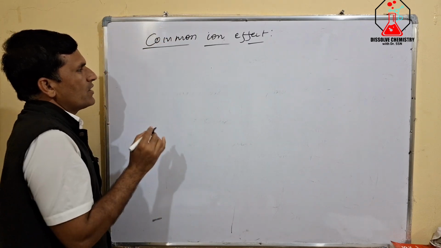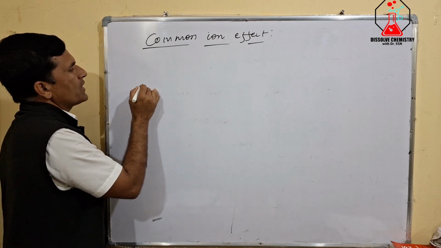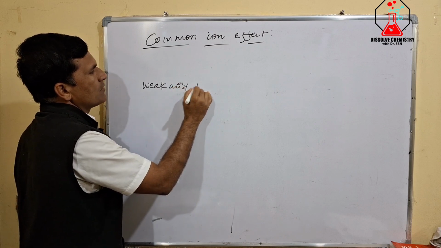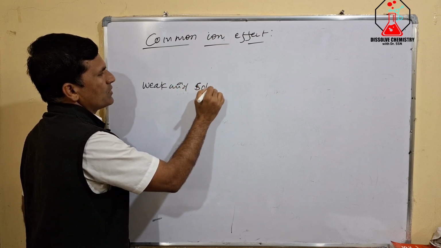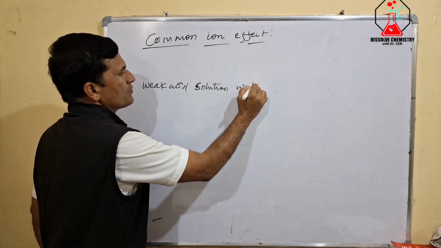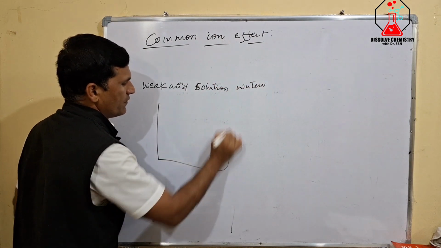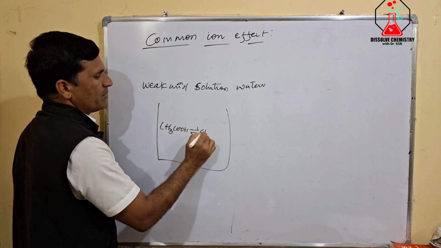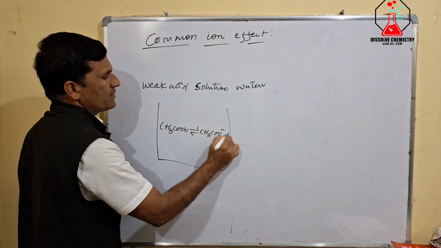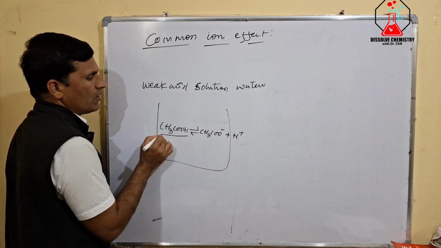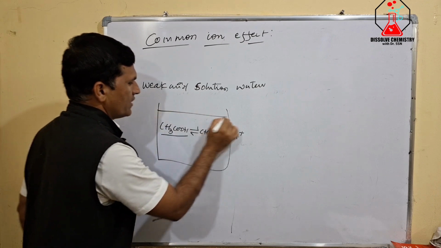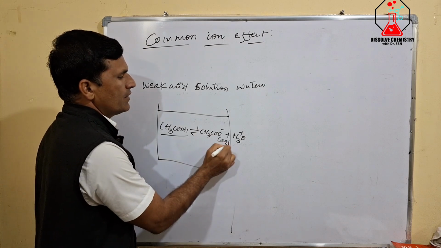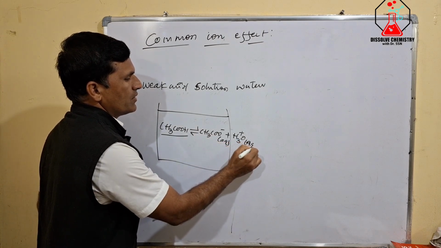Common ion effect means, suppose you take a weak acid solution in water, say for example, acetic acid in water. Then what happens? It will partially ionize, partially meaning only a few acetic acid molecules will dissociate in water to give acetate ion and H3O plus ion.